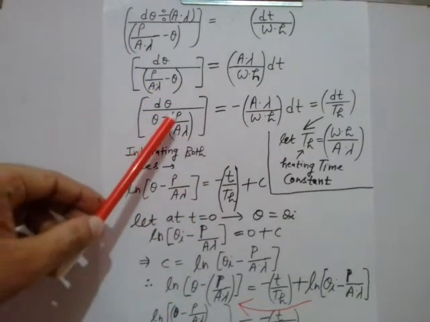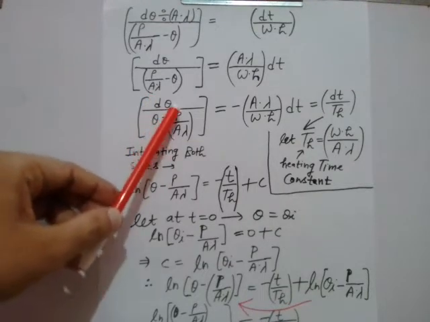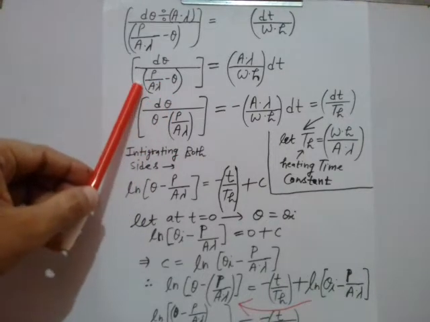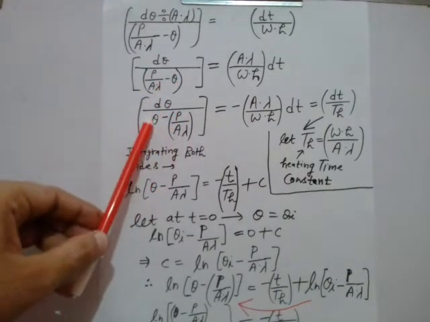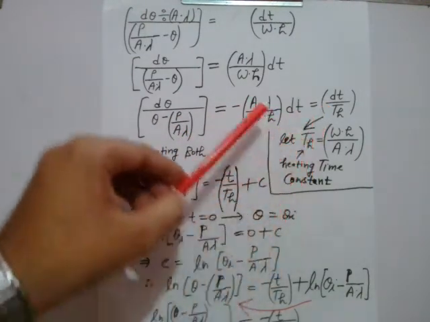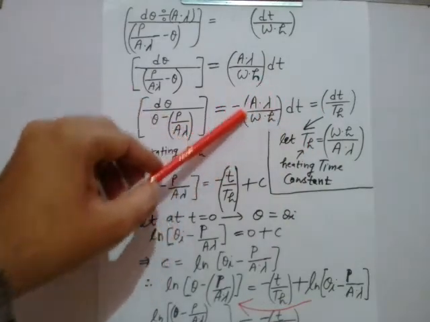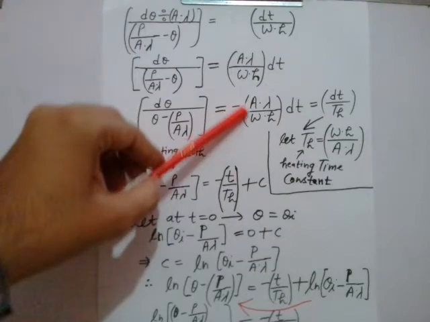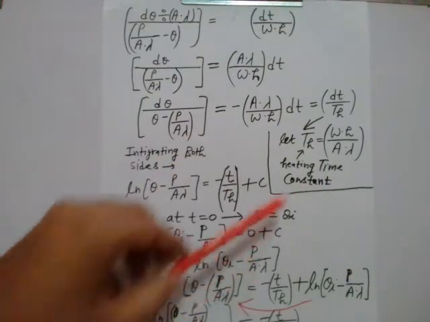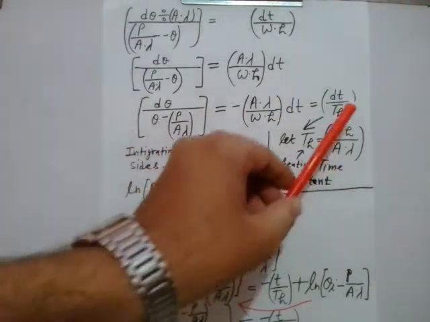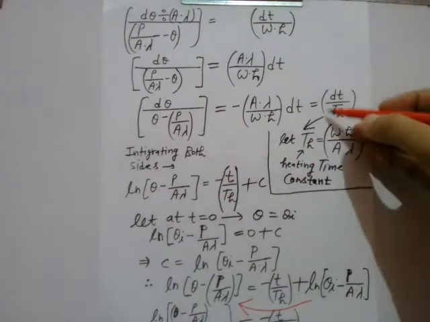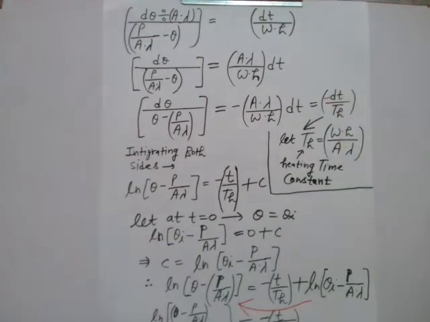Further manipulate this: d theta by theta minus P by A lambda. If you take theta first and P by A lambda second, you have to put a negative sign, so minus A lambda by w h into dt. Let me assume that this whole term is the heating time constant T suffix h. T h is w h by A into lambda, which is the heating time constant. So you will write this as dt by T h, and definitely this will be negative.